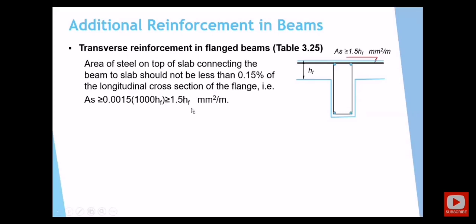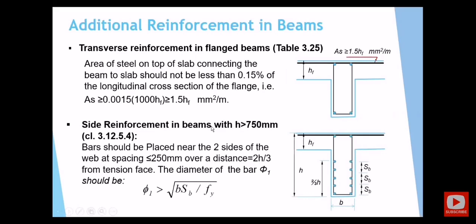If you still remember the minimum reinforcement ratio in the slabs, it was 0.13%. Here we have a special requirement above the beam. The minimum reinforcement in the slab above the beam shouldn't be less than 0.15%, which is a little bit greater than the minimum of the slab. So you should be careful in this part and increase the reinforcement a little bit to satisfy this requirement. As should be greater than or equal to 1.5 hf, or 0.15% of the area of the slab.